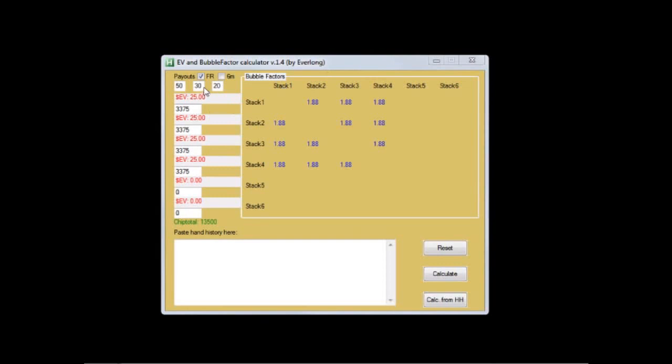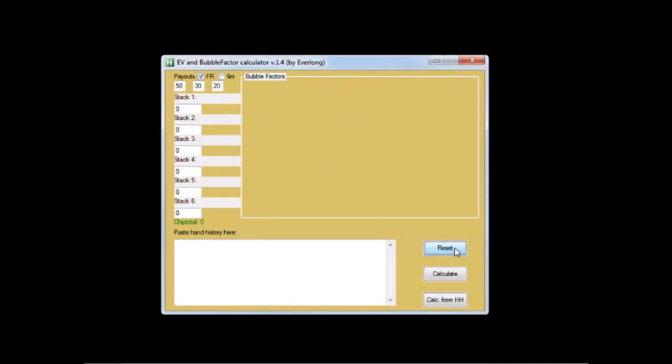You can see that it does calculate our ICM EV in each of these situations. Each one of these players has 25% equity, and it also keeps a running chip total down here so you can make sure you entered in all your stacks properly. So let's just check out a couple more situations real quick.